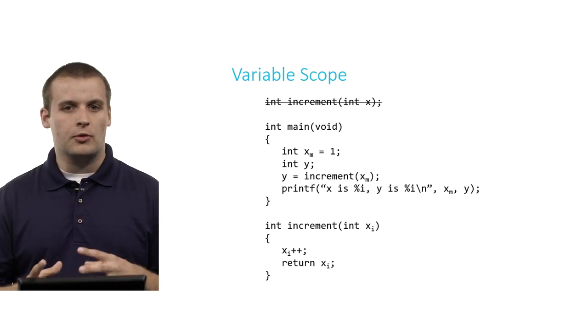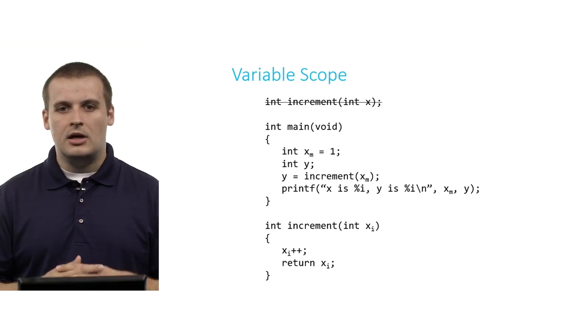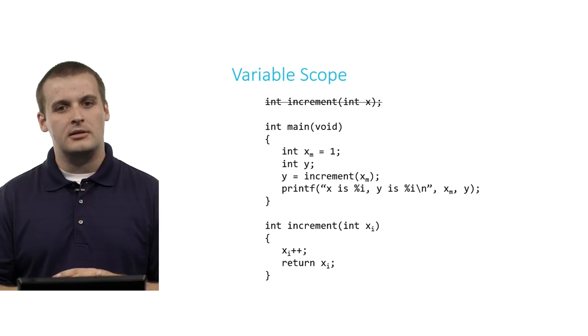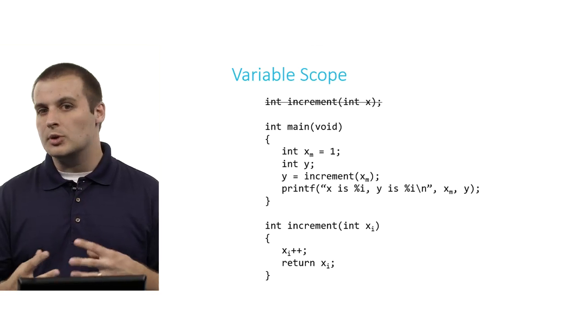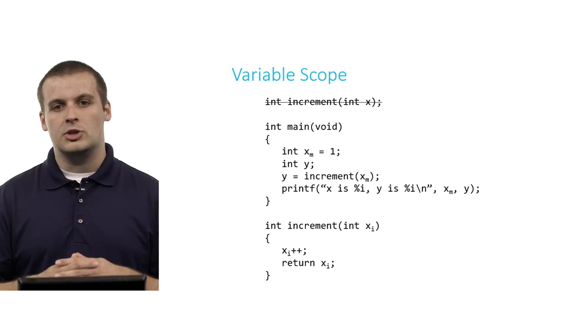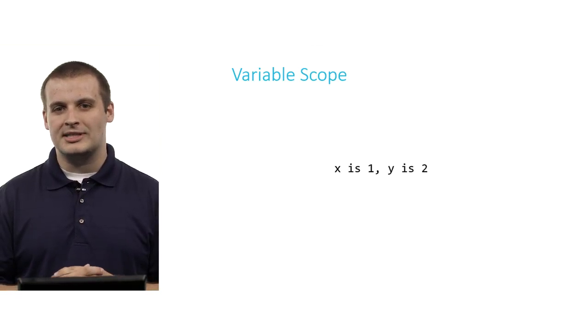x sub m, or the red x's in the previous slide, are the instances of x that are local to main. And x sub i, or the blue variables on the previous slide, are the instances of x that are local to increment. So, were you able to figure out what this function printed at the end? I'm Doug Lloyd, and this is CS50.